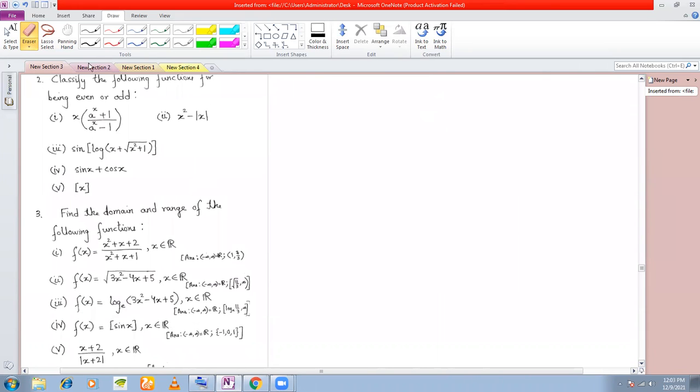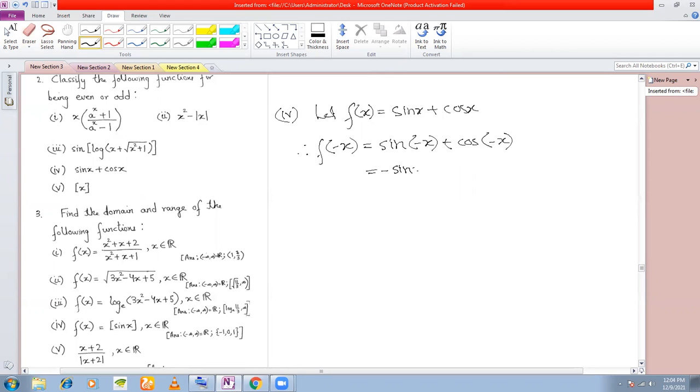Which is number 4, sin x plus cos x. So I say let f(x) is equal to sin x plus cos x. In order to check, we find out f(-x). f(-x) is sin(-x) plus cos(-x). And sin(-x) is nothing but minus sin x. And cos(-x), cos absorbs the negative sign, so you get plus cos x.